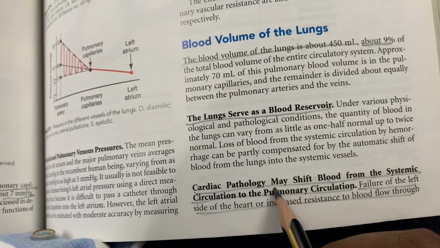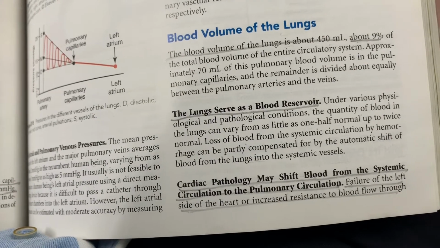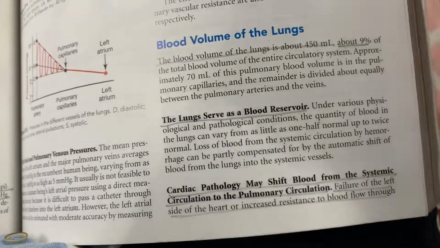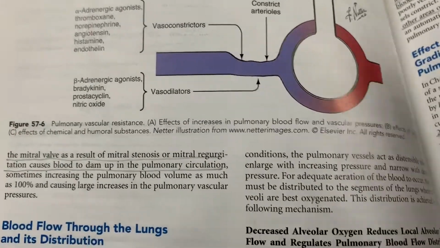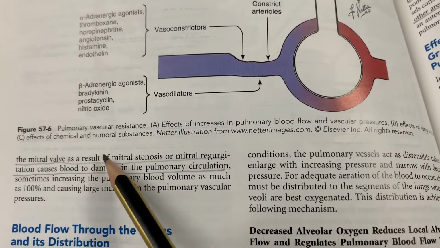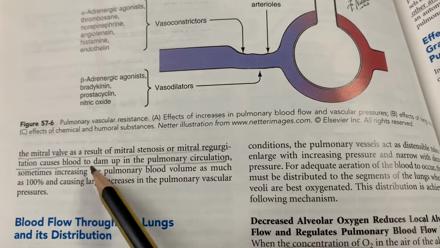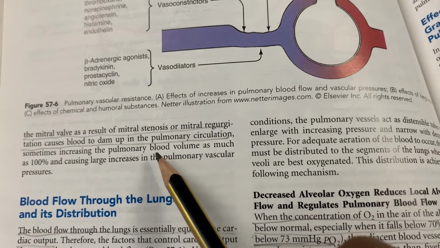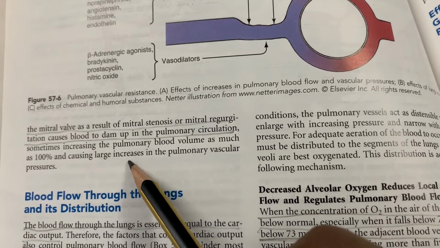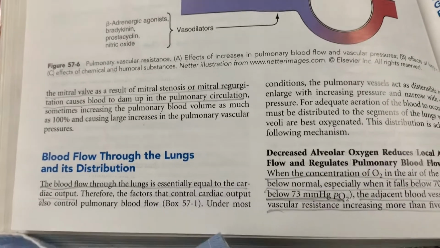Coming to cardiac pathology, it may shift the blood from the systemic circulation to the pulmonary circulation. Left heart failure or increased resistance to blood flow through the mitral valve in the left heart as a result of mitral stenosis or mitral regurgitation causes blood to dam up in the pulmonary circulation, sometimes increasing the pulmonary blood volume to as much as 100% or twice the normal and causing large changes in pulmonary vascular pressures.